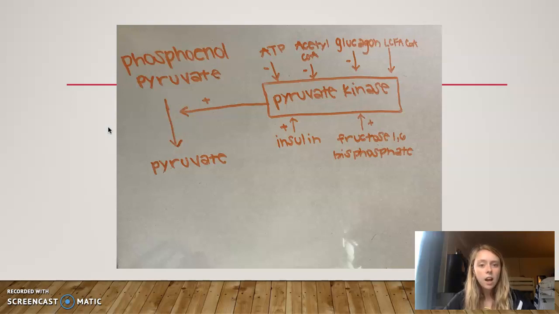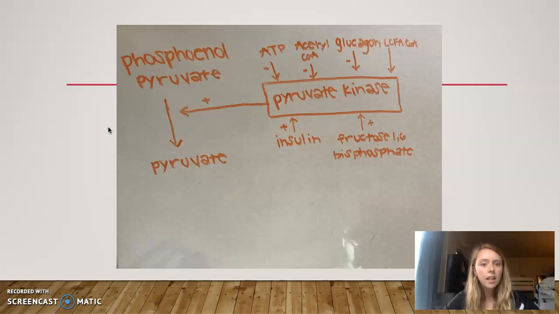Insulin is a positive regulator of pyruvate kinase. So when your glucose is high, insulin is high. You want glycolysis to occur to break down this glucose. So insulin upregulates pyruvate kinase to make glycolysis happen more quickly.